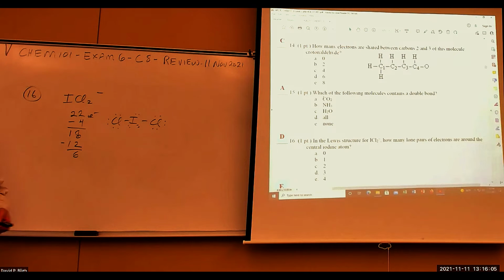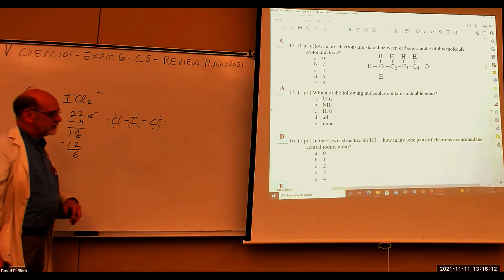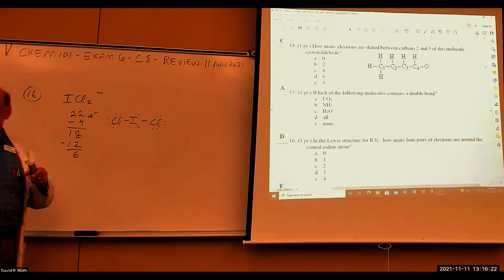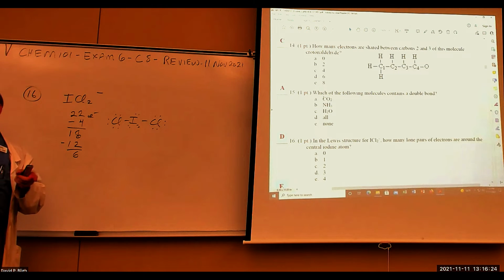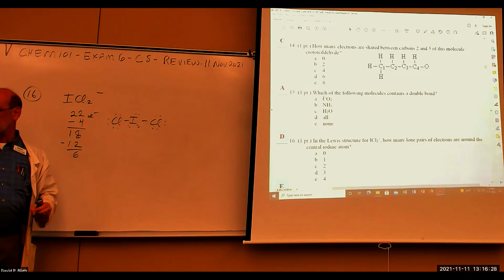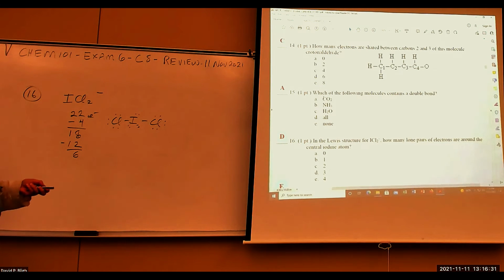So that's as far as we can go. It doesn't help to make double bonds, anything like that. That's it. It doesn't say what the structure is. It just says how many lone pairs. There's the key, lone pairs. How many pairs of electrons? Not how many electrons, how many pairs. There are 3 pairs around that iodine. So that's where your answers are.